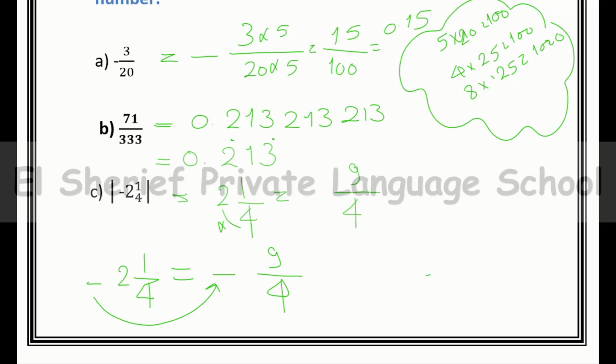But if you said negative 2 times 4 plus 1 over 4, the result will be different. Negative 2 times 4 equals negative 8 plus 1, negative 7 over 4. That's wrong.